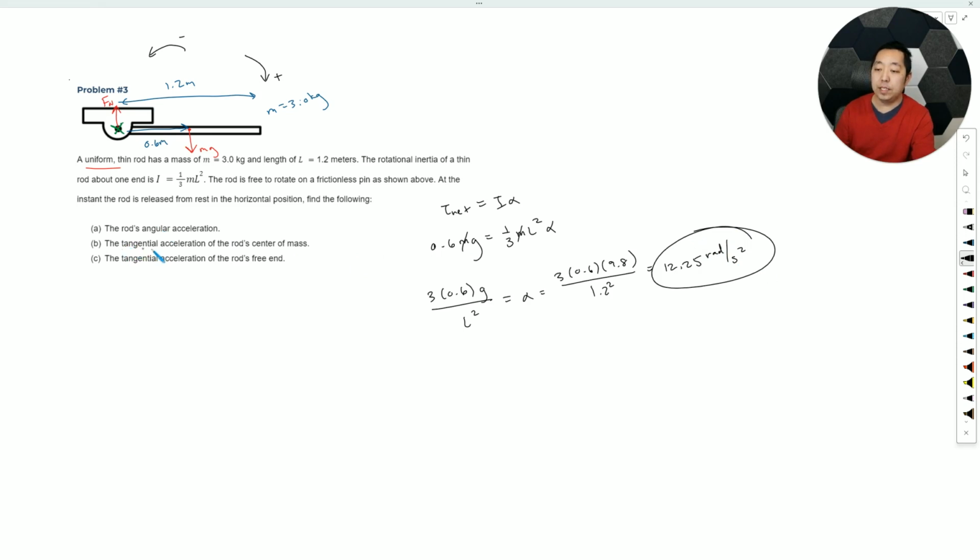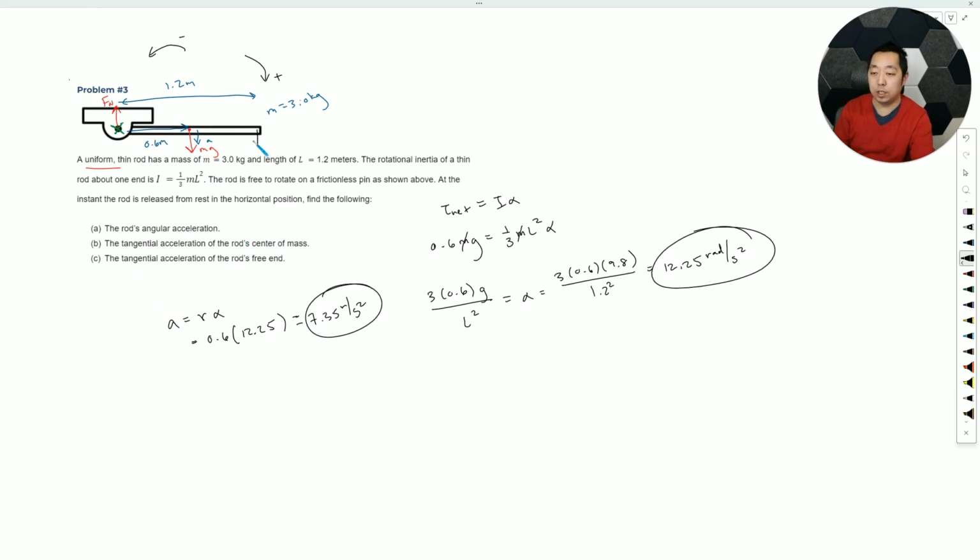Find the tangential acceleration at the rod's center of mass. So I want the acceleration right at this point here. That's where we use our kinematics, where the tangential acceleration is R times alpha. R is the distance to that point, so R is 0.6 and alpha is 12.25. Multiplying by 0.6 gives 7.35 meters per second squared. Interesting to note, the center of mass is not quite 9.8, because the normal force is helping prevent this thing from falling. If it wasn't attached, it would just fall at 9.8 meters per second squared, but that normal force slows it down.